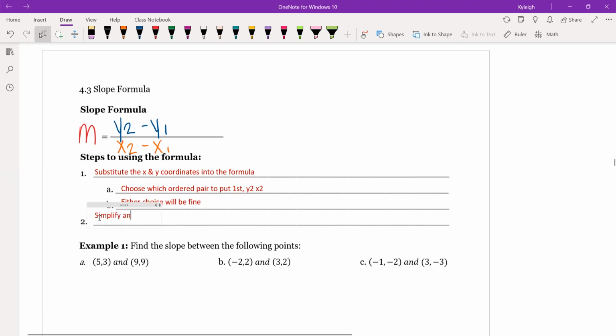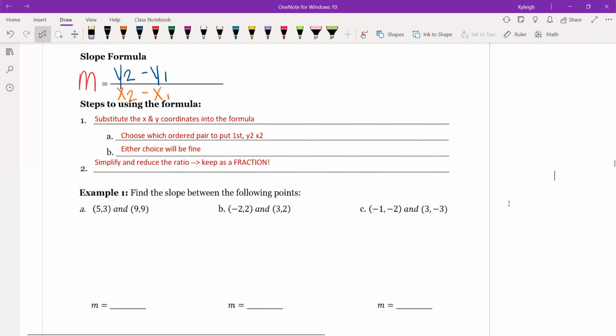Then you simplify and reduce the ratio and keep it as a fraction. That is super important. Okay, so if you need to get that down, pause it, but otherwise I'm going to keep on going.